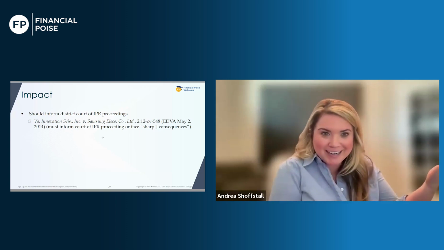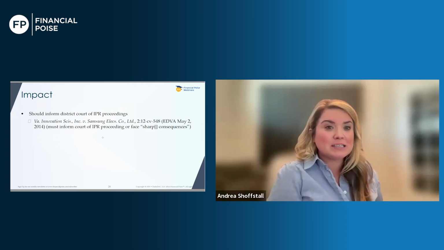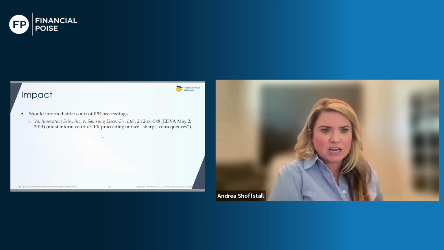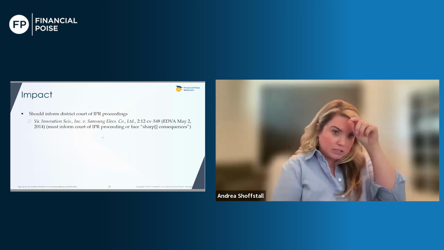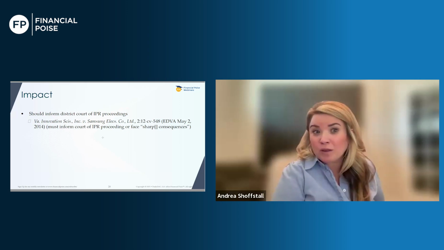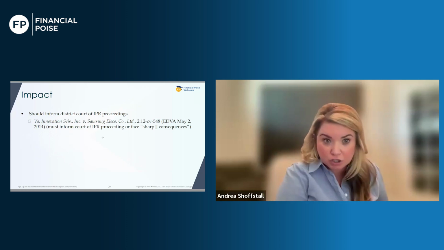This case that we have up here, Virginia Innovation Sciences versus Samsung. This is an instance in which the defendant, Samsung in this case, filed a number of IPRs. I think it was several IPRs against all of the patents asserted in the district court case, and did not inform the court until the IPRs had been instituted.